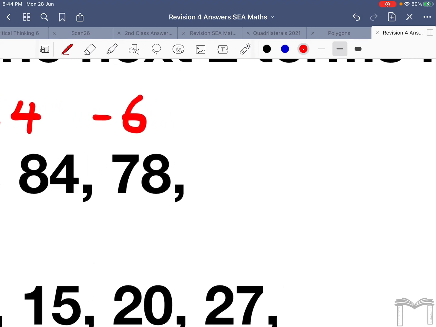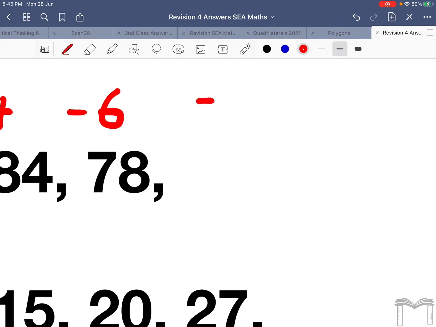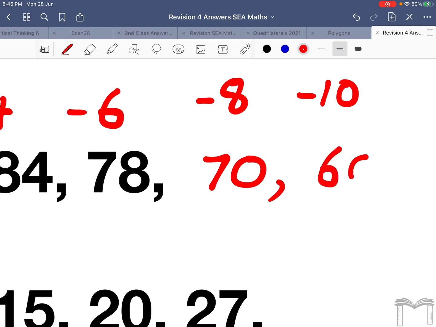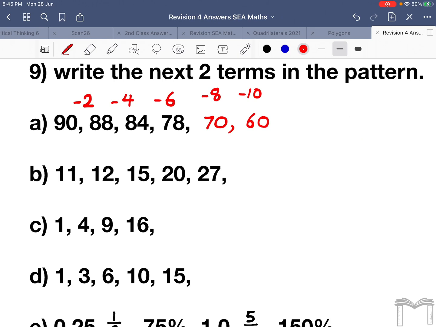So we are seeing that we are decreasing by 2 more every time. So the next step will be to minus 8. 78 minus 8 will give you 70. And 70 minus 10 will give you 60. So let's look at the next pattern.